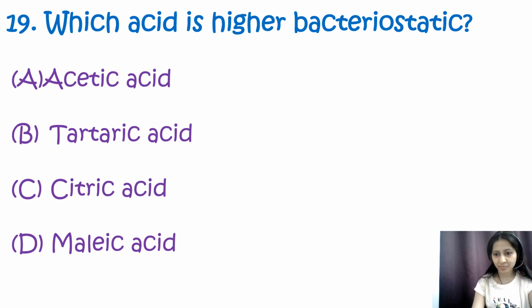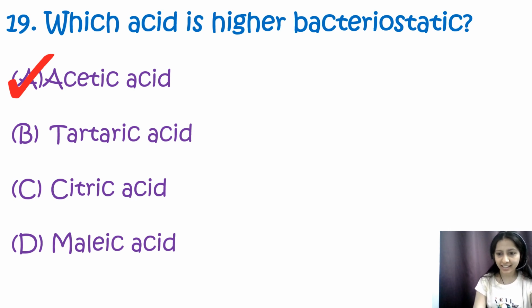At a given pH, acetic acid will have a higher bacteriostatic effect because, under comparable conditions of acidity, it is less dissociated than citric acid, tartaric acid and malic acid. That is why acetic acid will show a higher bacteriostatic effect. So option number A is correct.